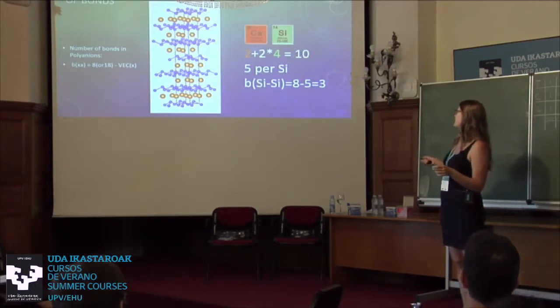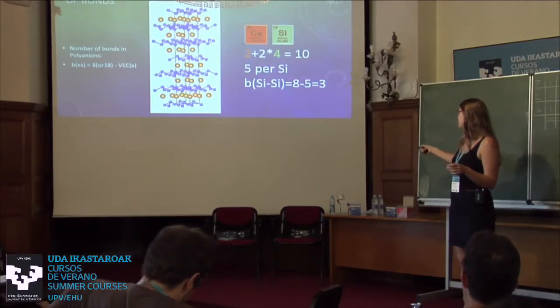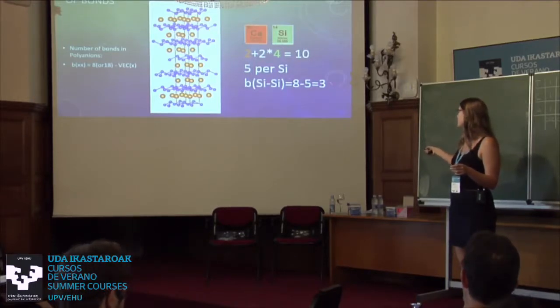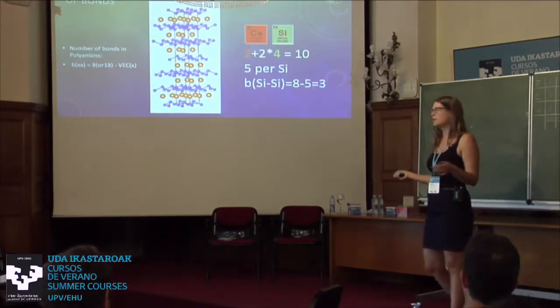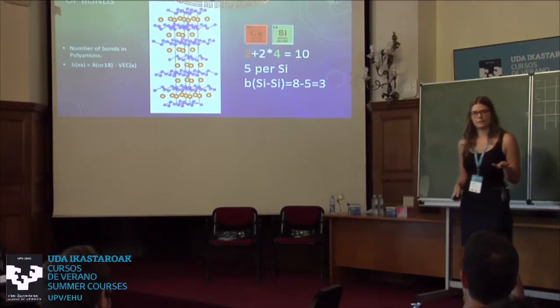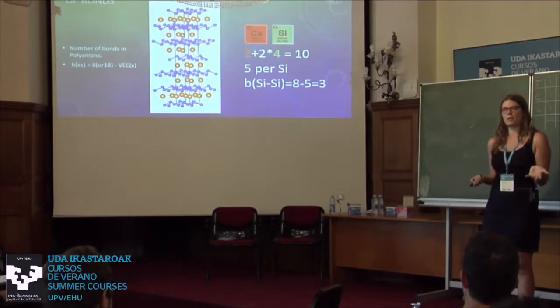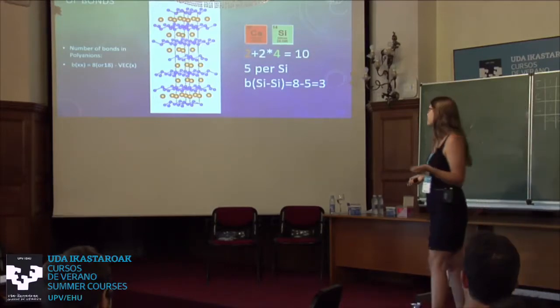So in the case of calcium silicide, you have 8 minus the 5 valence electron count we have, and you would get a number of 3, a bonding order of 3, and then you see it has 3 bonds, and then you know, okay, great, we have a charge balanced compound. However, if this doesn't match, and we would get a 4 here, then you would have a metallic compound, okay?